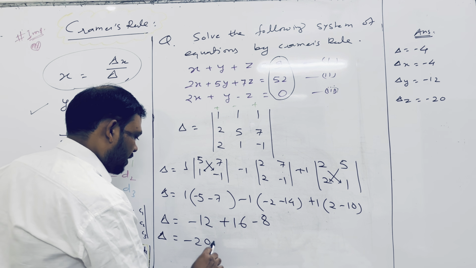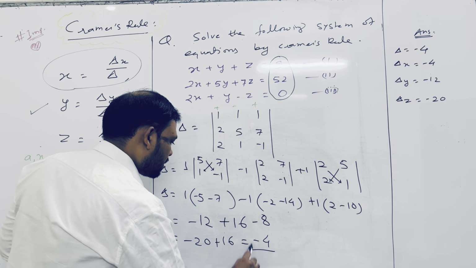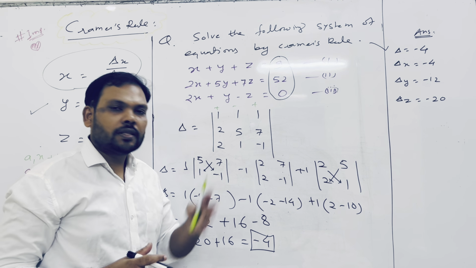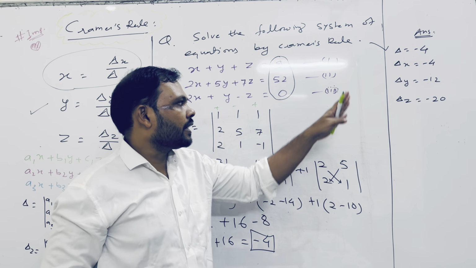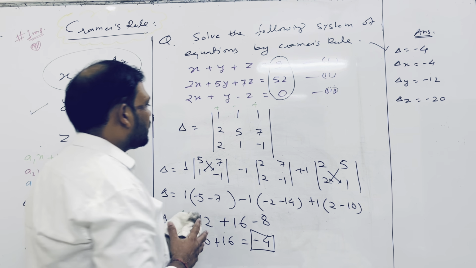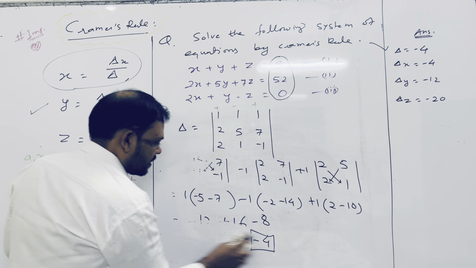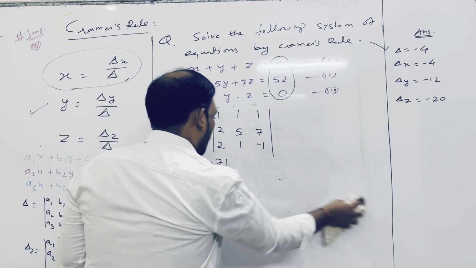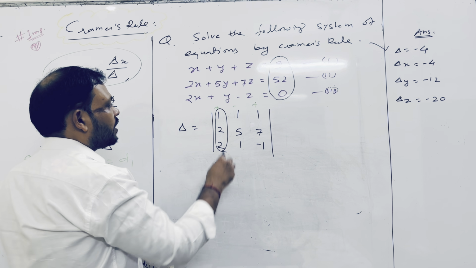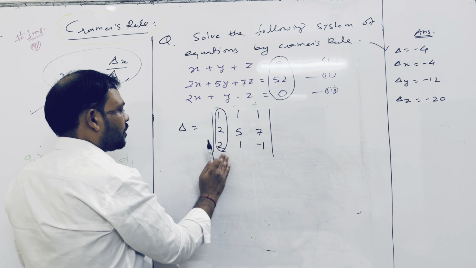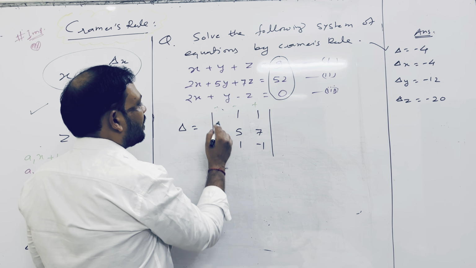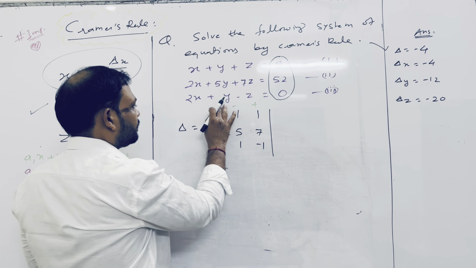So del is minus 20 plus 16, which is obviously minus 4, and here we get del is equal to minus 4. Now dear children, this is a task for you: how will you determine del x, del y and del z? I'll give you one hint on how we'll write del x. In the same determinant, I'm erasing this. In the same determinant, we'll replace column 1 with the constant numbers. So this is column 1, and we'll replace it with the constants. So here I am writing 9, 52 and then 0, correct.